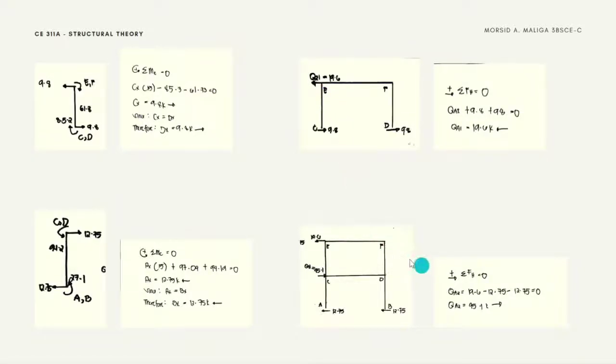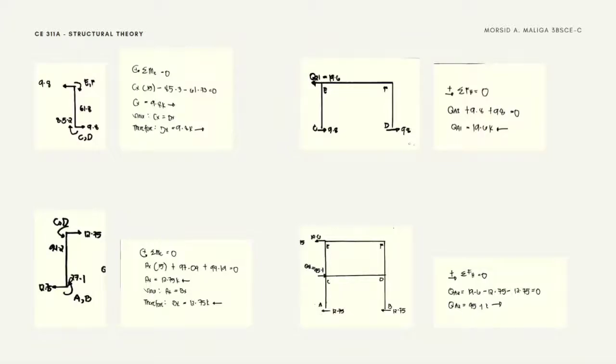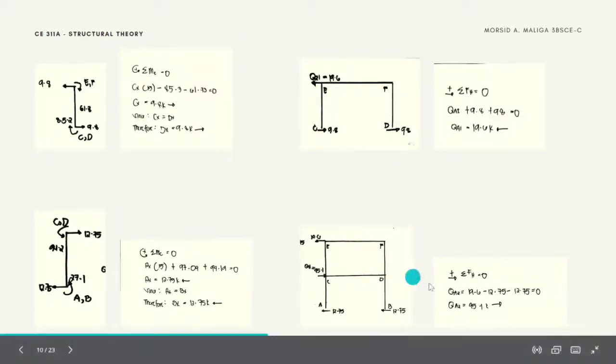Dito naman ang ating hahanapin is ang QA2, in which ang gagamitin natin is the same, the summation of horizontal forces which is equal to 0. So QA2 minus 19.6 minus 12.75, minus 12.75 is equal to 0. Therefore, QA2 is equal to 45.1 kips to the right.